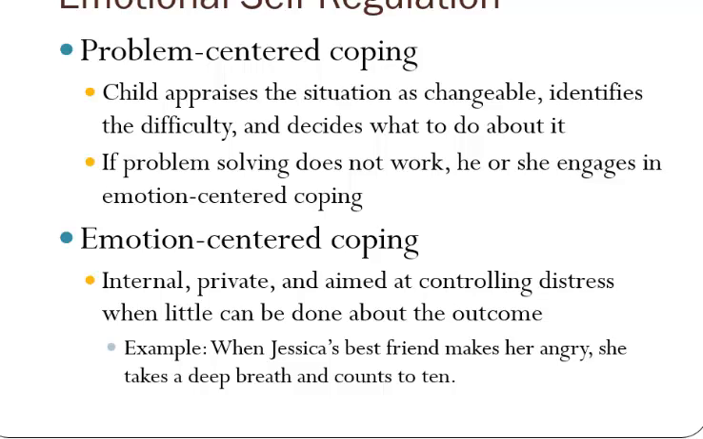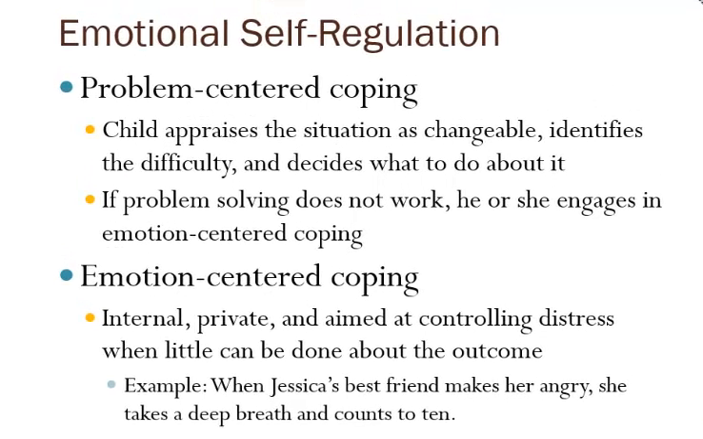Other things that involve these older children: they learn to regulate themselves emotionally. They can cope based on the problem. If a child appraises the situation as changeable and decides what to do with it, they engage in problem solving. If a child is sad for whatever reason, because a friend is not speaking to him, or they got into a fight with a parent or a sibling, the child who is now 8, 9, 10, 11 years old may be able to try to figure out how to go ahead and solve the problem, figure out what can be done.